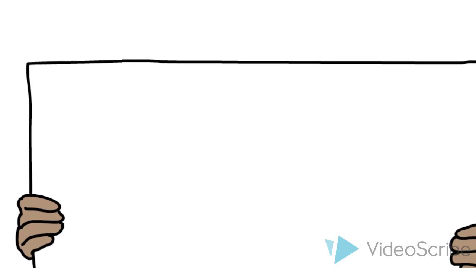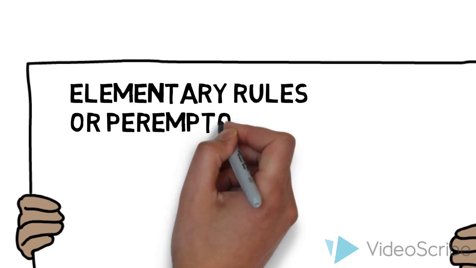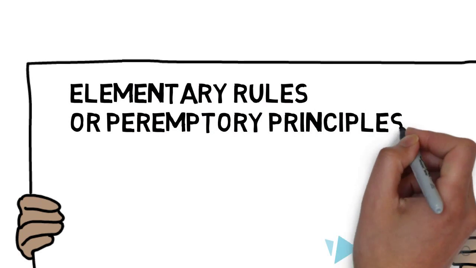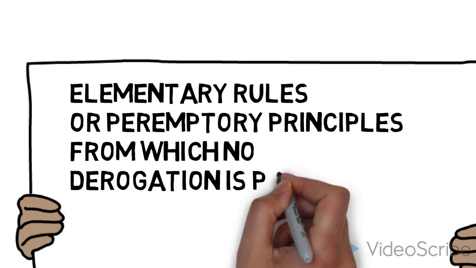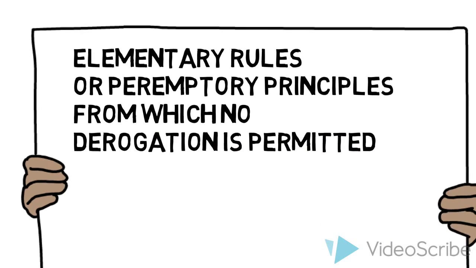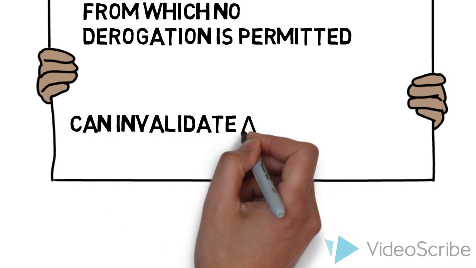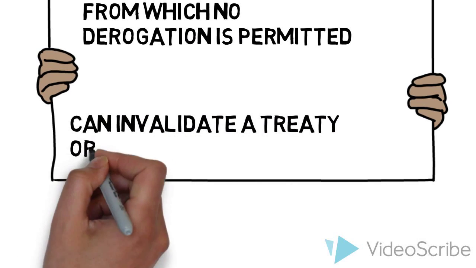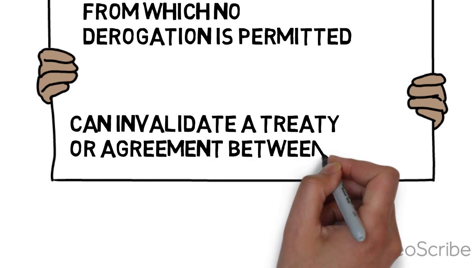So, jus cogens is the body of elementary rules or peremptory principles from which no derogation is permitted, those norms recognized by the international community as a whole as being fundamental to the maintenance of an international legal order and that can operate to invalidate a treaty or agreement between states to the extent of the inconsistency with any such principle or norms.